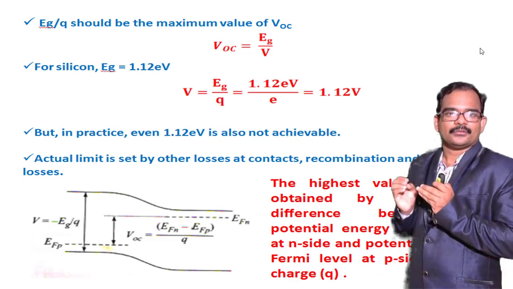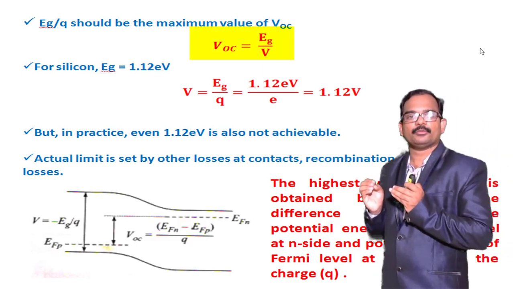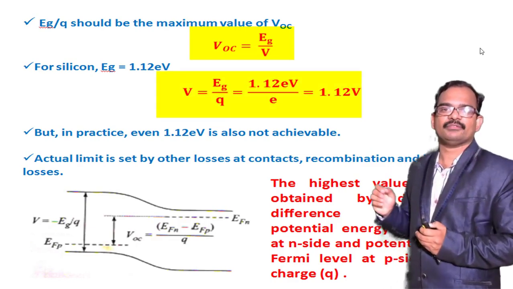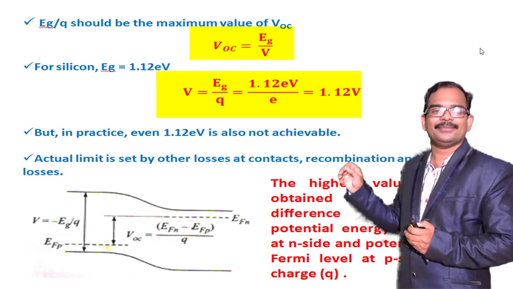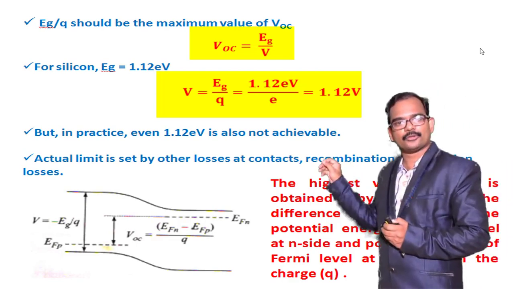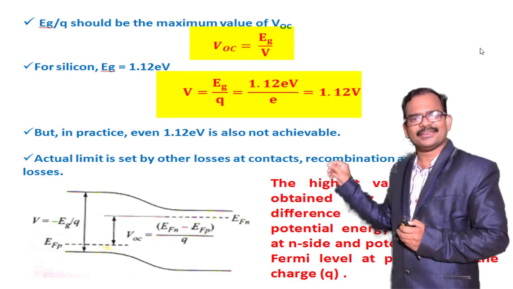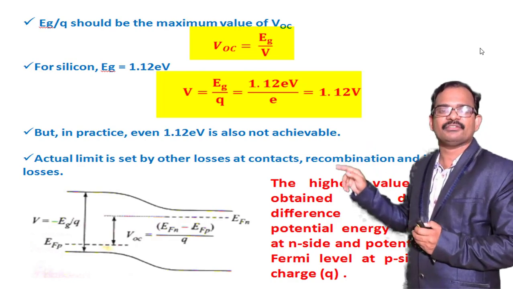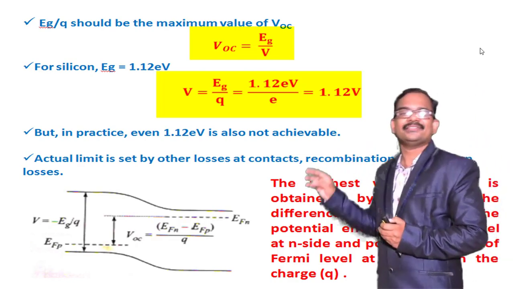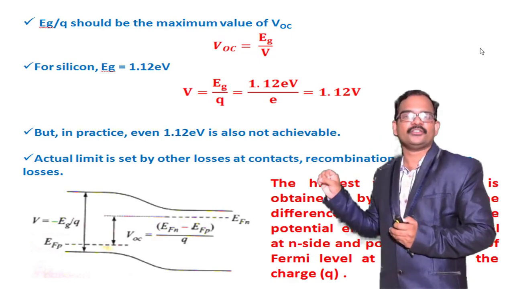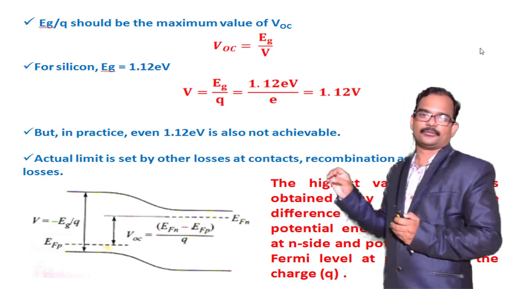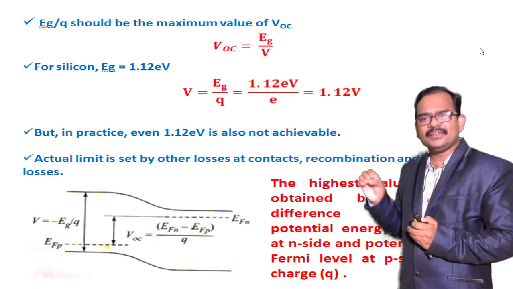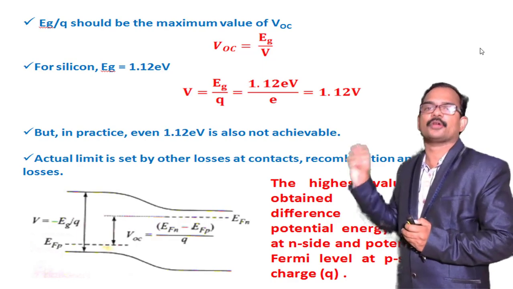So in silicon, what is the band gap? 1.12 electron volts. Therefore, substituting that into the equation, VOC will be given as Eg by Q, which will be Eg for silicon, 1.12 electron volts, by the charge of an electron, e. The e and e get cancelled in the numerator as well as in the denominator, which gives us 1.12 volts. It is the maximum open circuit voltage that we can get from a solar cell, ideally. But in practice, we will get a value even less than 1.12 volts.